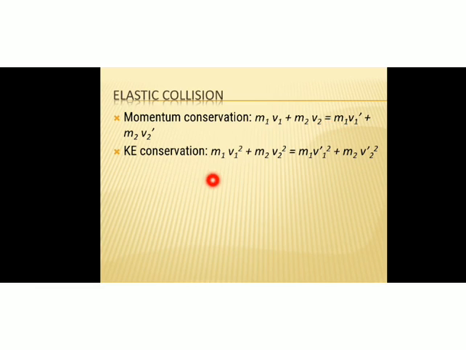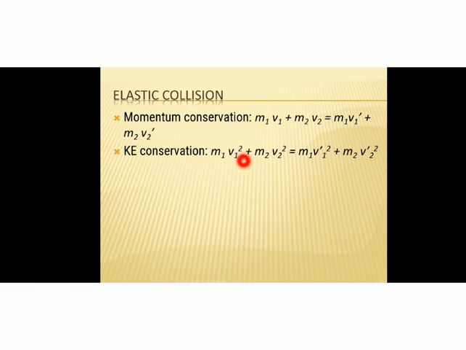Now, kinetic energy conservation. It states that half m1v1 square plus half m2v2 square equal to half m1v1 dash square plus half m2v2 dash square. So here the half terms are cancelled because it is a like term.